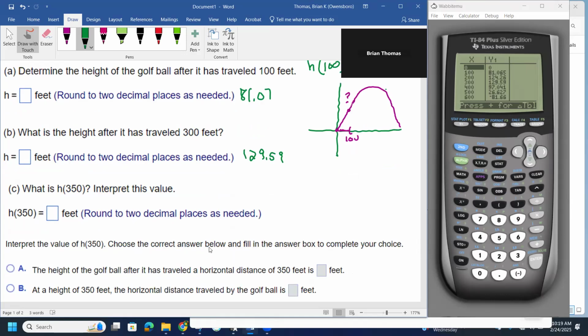So next thing it says, what is h of 350? Remember, the 350 is horizontal distance. So h of 350 represents the vertical distance. So it looks like I don't have the 350 here. So let me start at 200. Let's start at 200 and count by 50s and go back to the table. So 250, there's the 350 there.